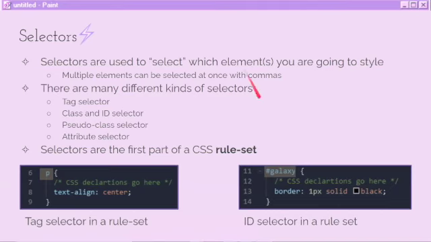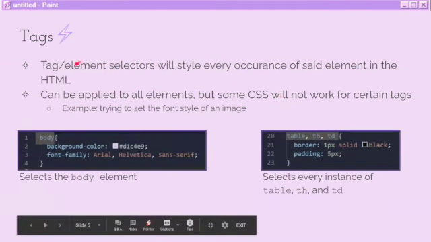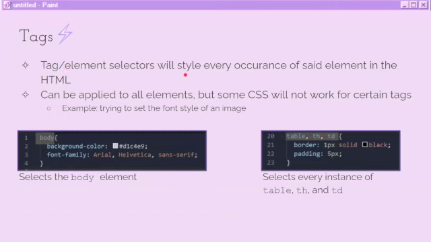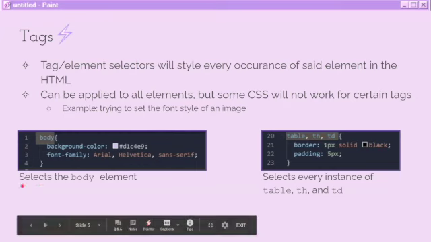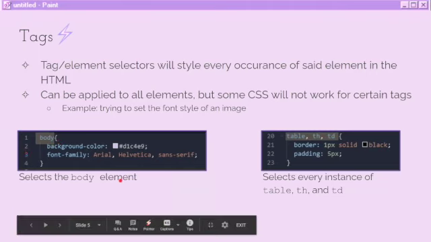Okay, yeah. We're gonna go to the next slide because I think when we see it in the example, it will help us make some more sense of it. So, tags. The tag elements and style in the HTML can be applied to elements, but some CSS will not work for certain tags. Okay, so font style of an image selects the body element. So remember this? This is our selector, and it's selecting the body element. So here we're calling it tags, but it's the same thing.